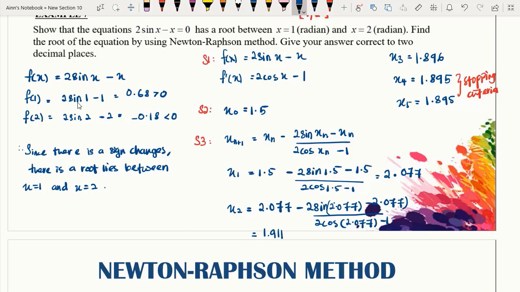Make sure you follow the question, which asked for 2 decimal places. So now the final answer would be x equals to 1.89. That will be to 2 decimal places.